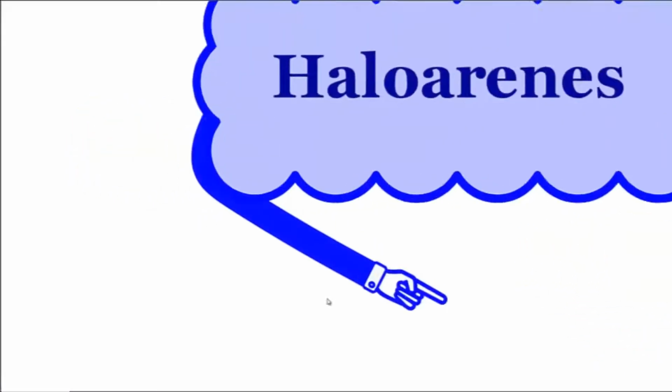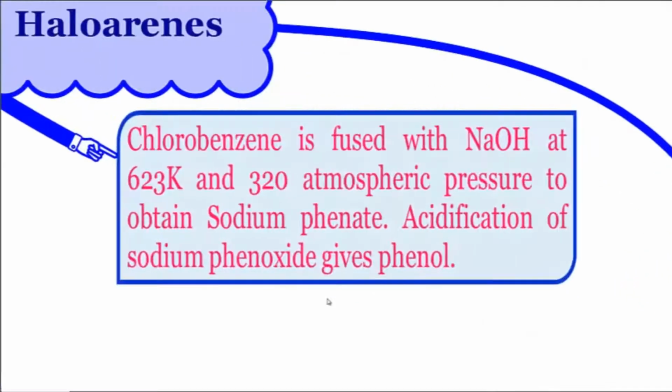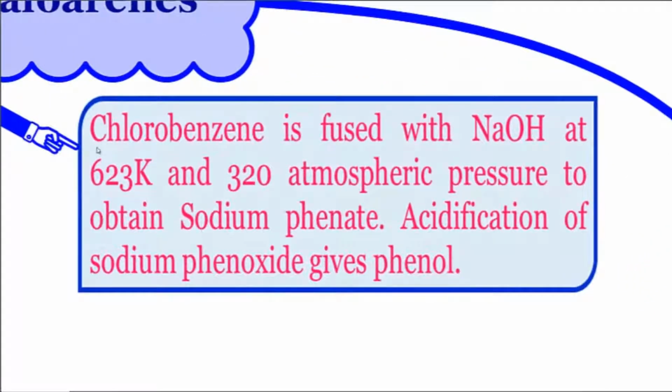Now let's look into the method of obtaining phenol from haloarenes. The starting material is going to be chlorobenzene. That means benzene ring is linked with Cl group. So now for the chlorobenzene, it has to be fused with sodium hydroxide at a temperature of about 623 Kelvin and applying a pressure of around 300 to 320 atmosphere, so that we will get sodium phenate.